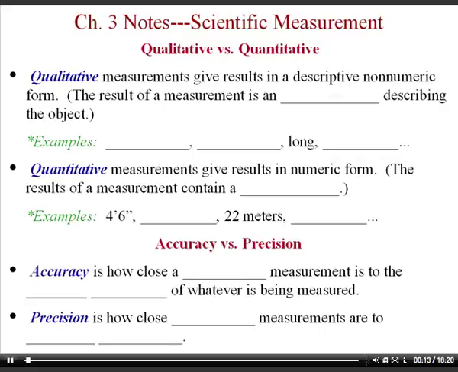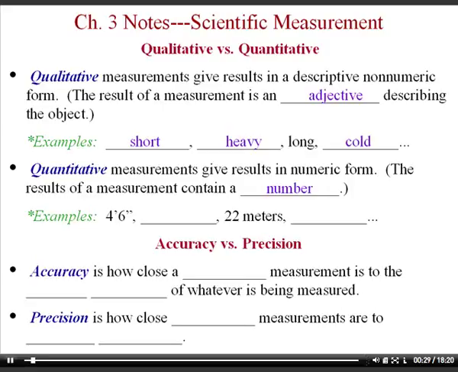Very simply, a qualitative measurement doesn't contain a number, so it is just an adjective describing an object, such as something that's short or heavy or long, or let's say a room that's cold. A quantitative measurement actually has a number for the value of the object.